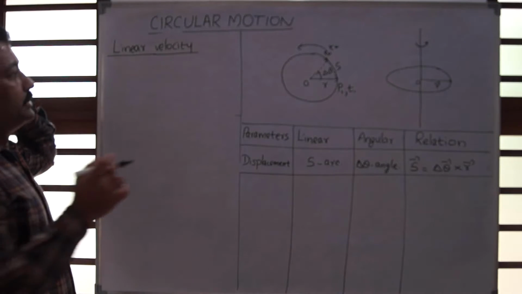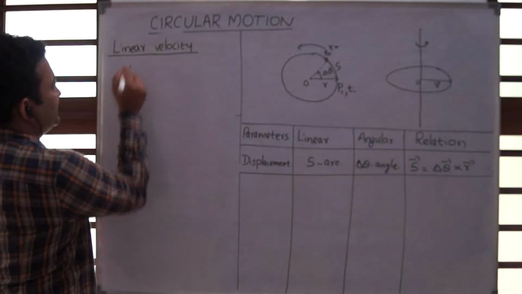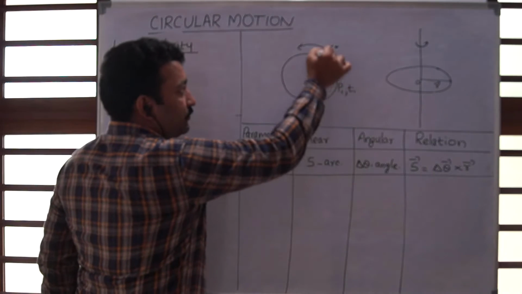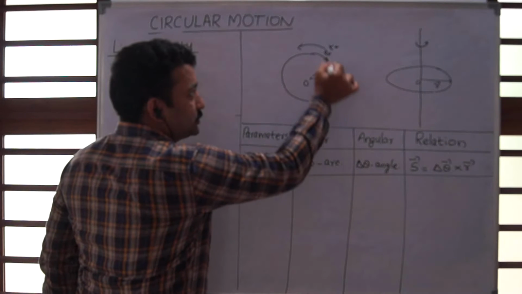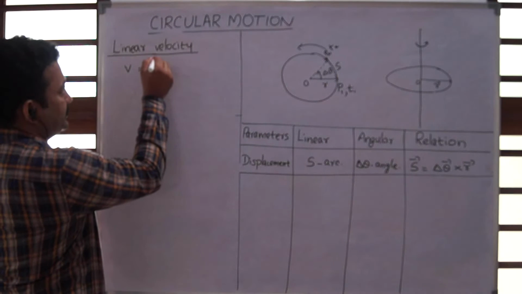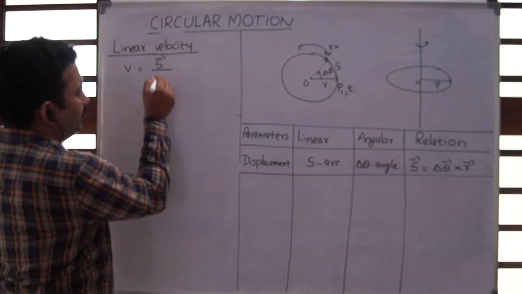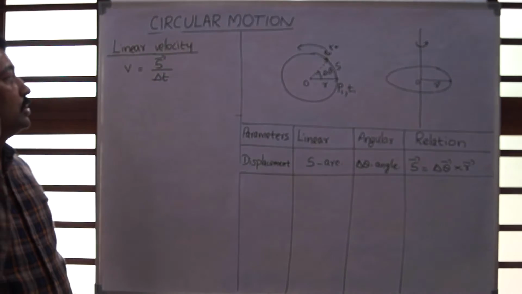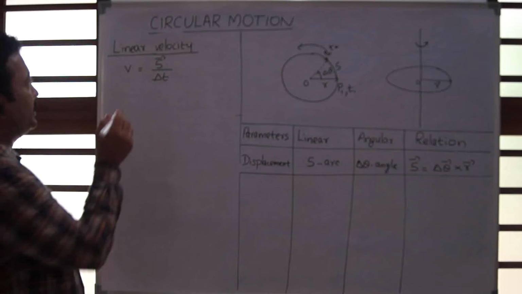Linear velocity we can represent as v. And what is the displacement of the particle when it is moving from P1 to P2? The displacement is nothing but the arc length, which I am writing as S. Let the time taken be delta t. So we can represent v is equal to S divided by delta t.